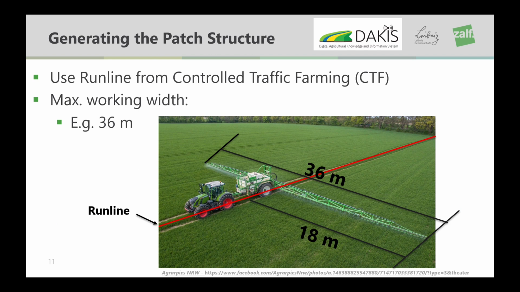After the cleaning and interpolation step, we create the patches. For the patch generation, two things have to be considered. On the one hand, we want to use information of the controlled traffic farming system, which is a permanent track that the farmer is using for years and for all operations. And on the other hand, the maximum working width should be considered, which is usually defined by the field sprayers and fertilizer spreaders. The usual working width of the controlled traffic farming system is 10 to 36 meters, which means that if rectangular patches are made, it must be a multiple of the maximum working width.